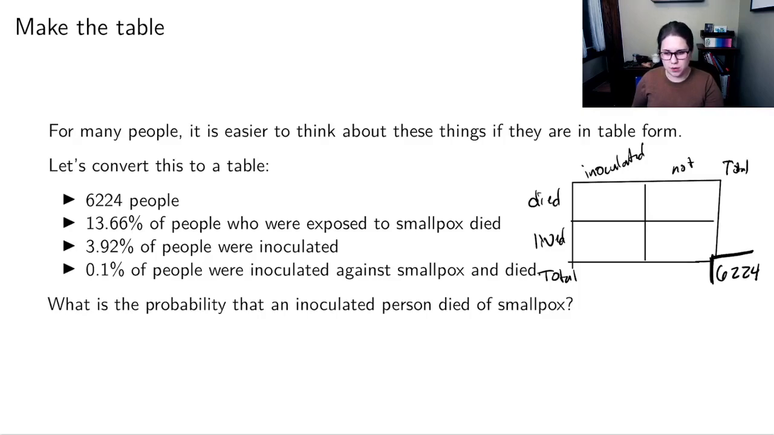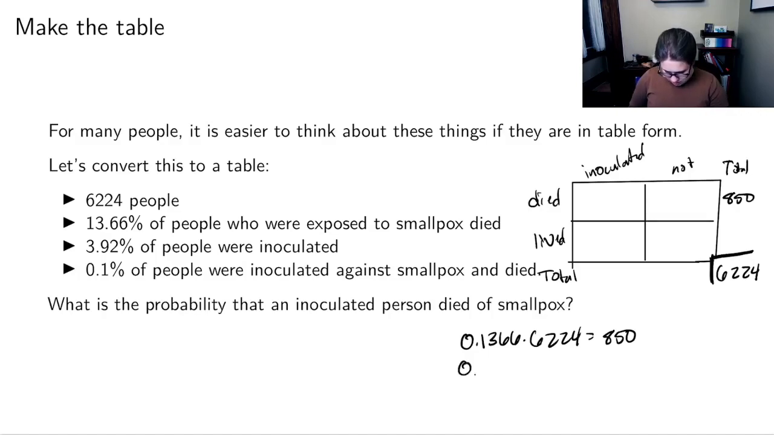And then I like to think about the most simple of the percentages that were given to me that doesn't have two things going on. So the one about dying, this 13.66%, that one looks good. And this 3.92% that's just about inoculated, that also looks good. This last one, we're going to save for last because that's got two things going on. So let's see. The total number of people who died, we're going to put here in the table, is 13.66%. So I'm going to do 0.1366 times 6,224, and I got about 850 people. We might need to round a little bit. So I'm going to say 850 people died.